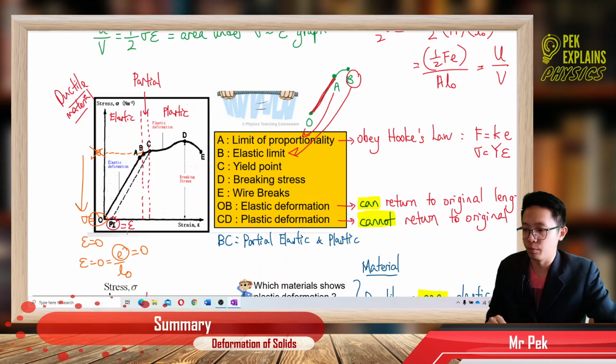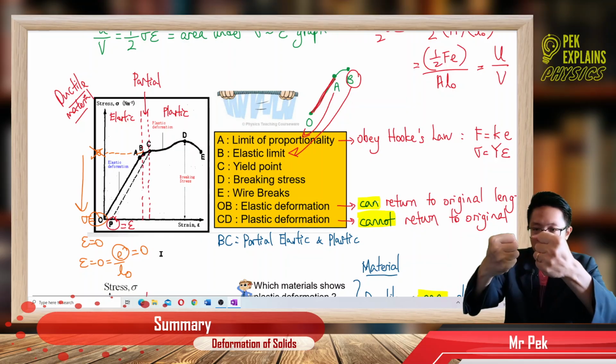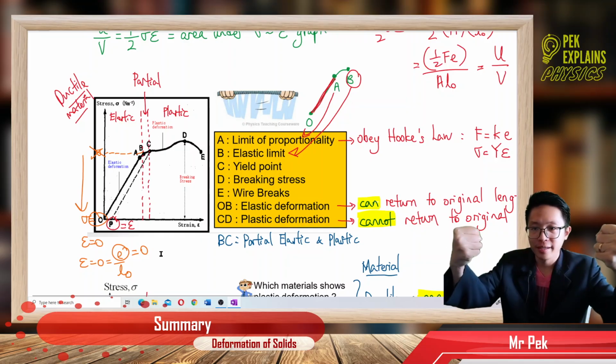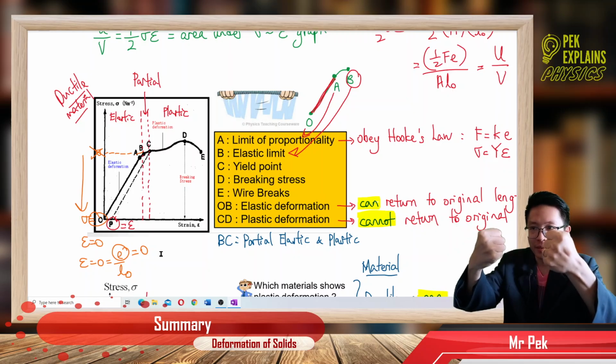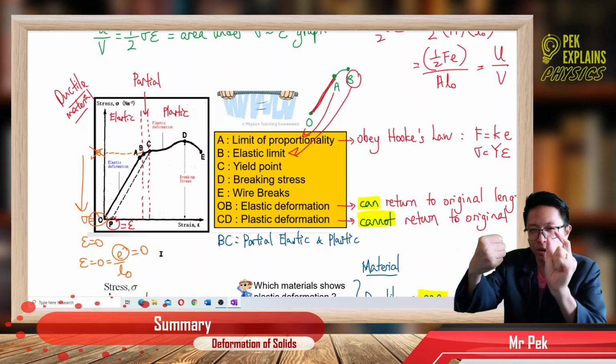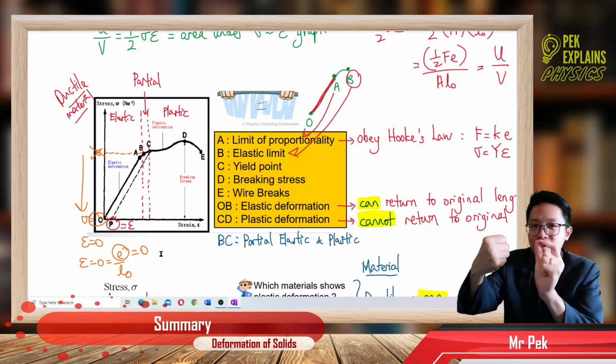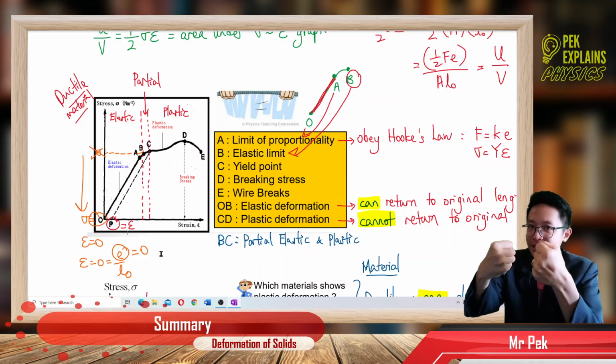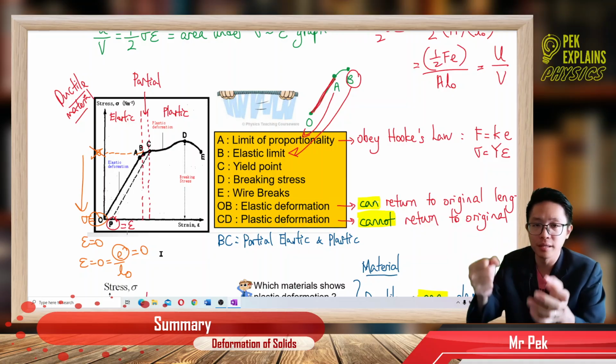Strain can only go back to P. So P is a very small value. That means it has a small amount of extension already. You pull, it goes back to nearly the original length, but it cannot go back to original length entirely. It's like a spring.